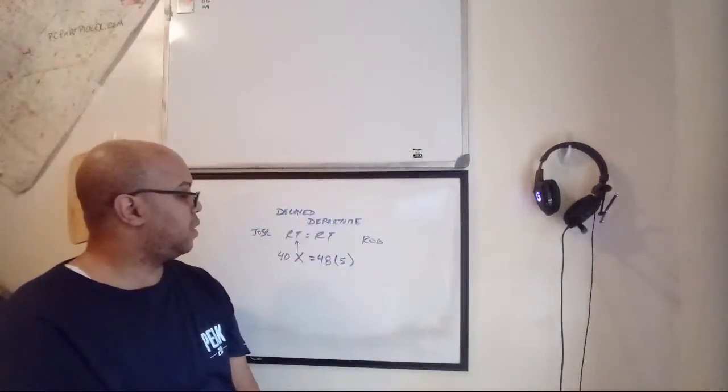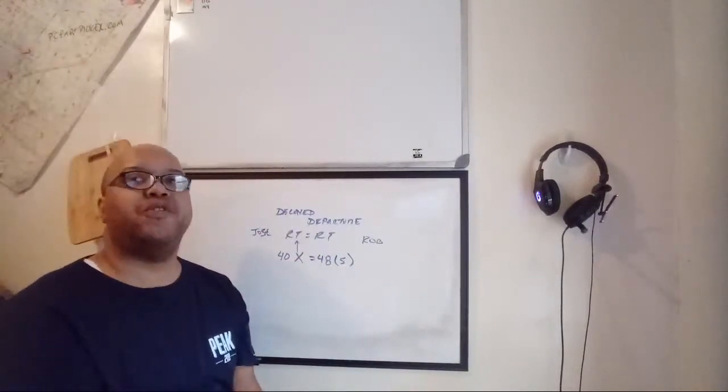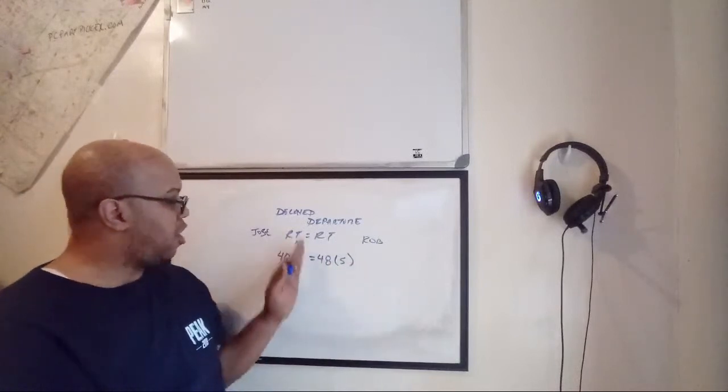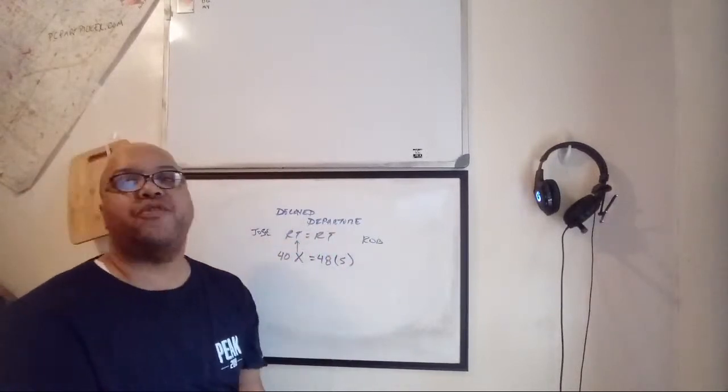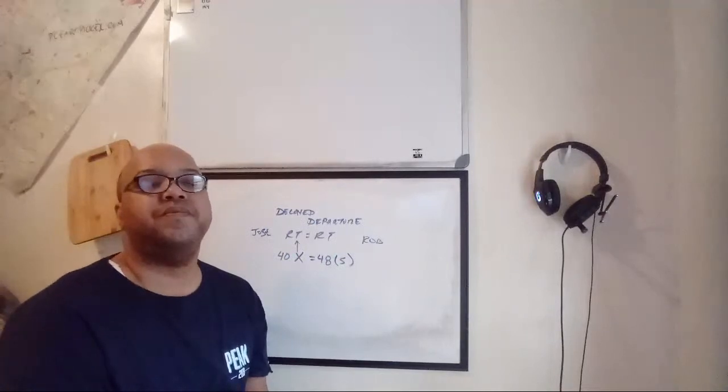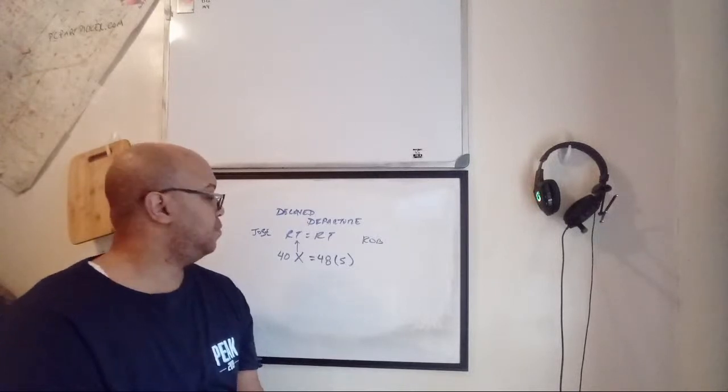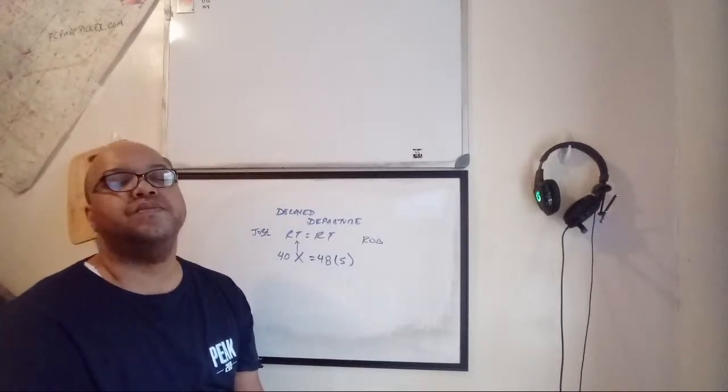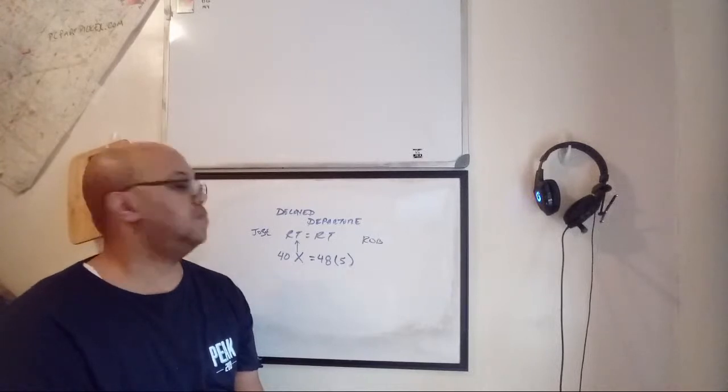Okay, so what's our next move? Now we have our R, our T, our R, and our T. We would basically have to start doing out the problem. So you have to do 40 times x, which is 40x, which would be equal to 48 times 5.